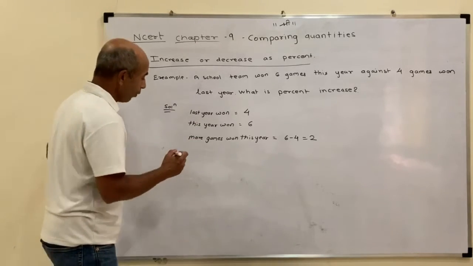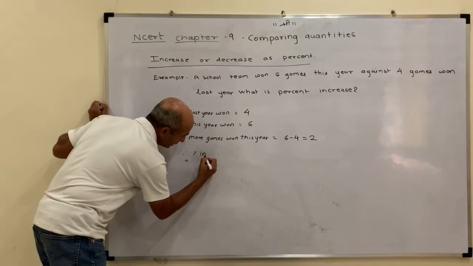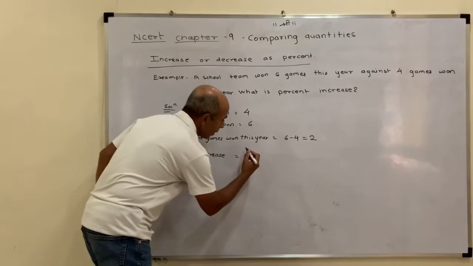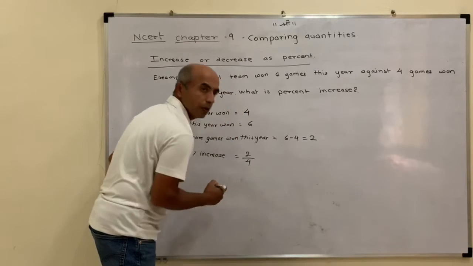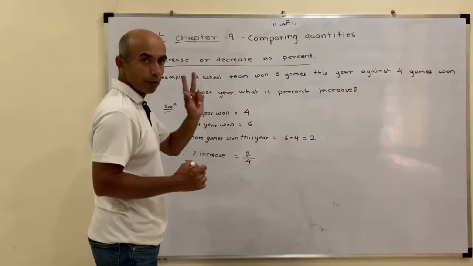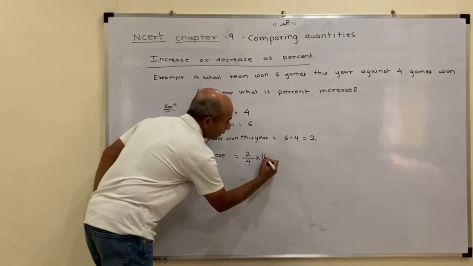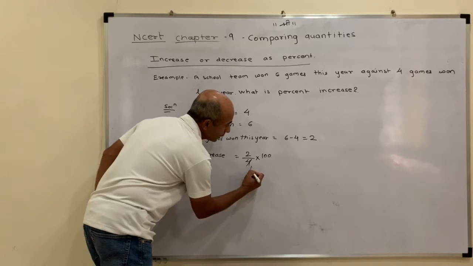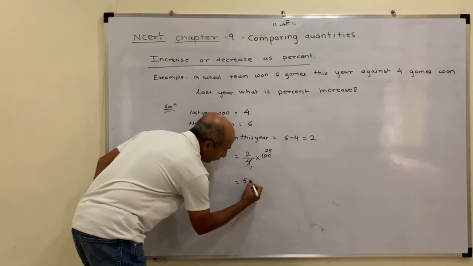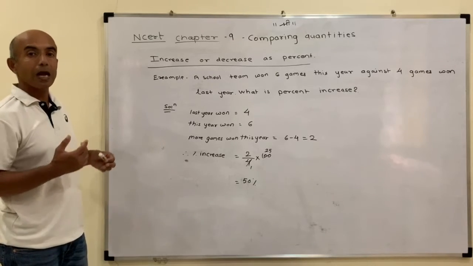So now we want to find the percent, therefore the percent increase is equal to 2 divided by 4. So, how many more games did it win this year? 2 more it won against 4 last year, into 100. So 4 ones are 4, 25 fours are 100, 25 into 2, 50% more games it won compared to last year.